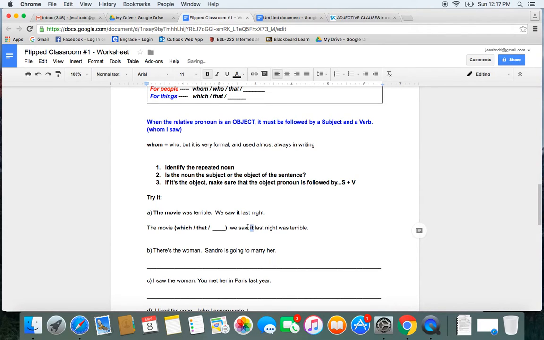Here in this sentence, because we've added the relative pronoun, what happens to it? That's right, it's erased. Okay, we don't need to repeat it because we have the movie and a relative pronoun which also talks about the movie. Okay. Last thing, I don't want to forget about number 3. If it's the object, make sure that the object pronoun is followed by subject and verb. So this is my object pronoun. We is the subject. Okay, good. And saw is the verb. Perfect. So now I've made a sentence using a relative pronoun as the object, and I've made sure to follow it by a subject and a verb.